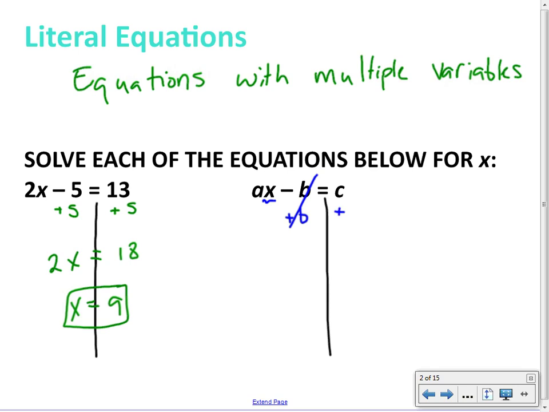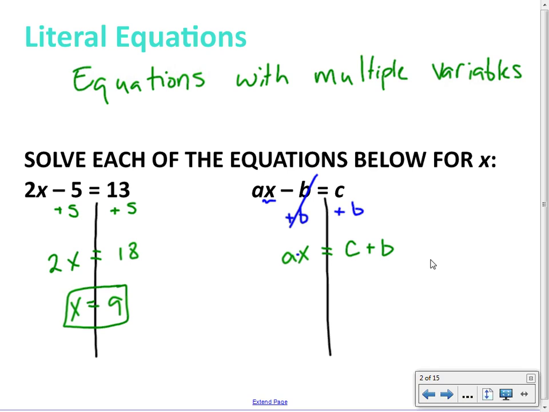Now here's the thing though, I have to add b to the right side as well. So on the left side, all that's left over is ax, a times x, and that's equal to, well, what is c plus b? We don't know what c is, we don't know what b is, so we can't add them together to make a number or a new letter. Since we don't know what c and b are, we're just going to write it as c plus b.